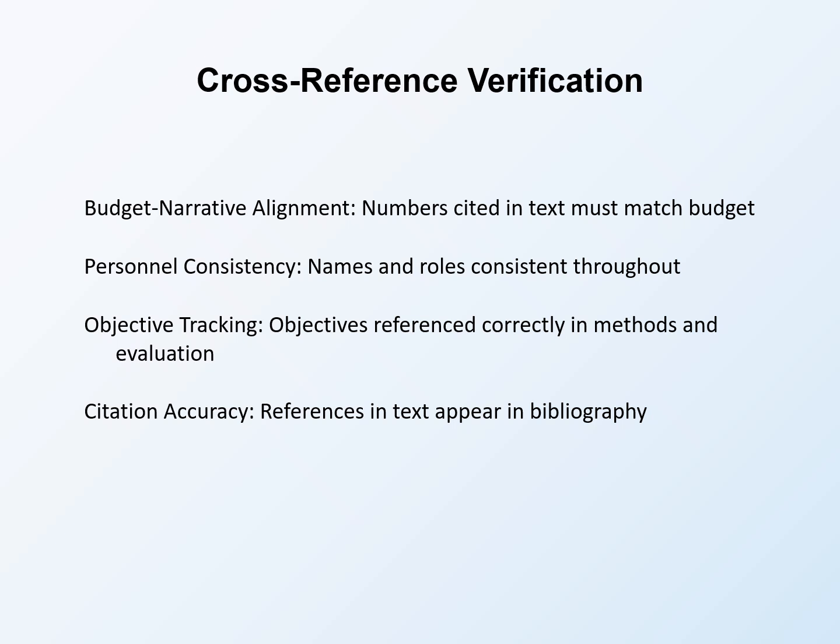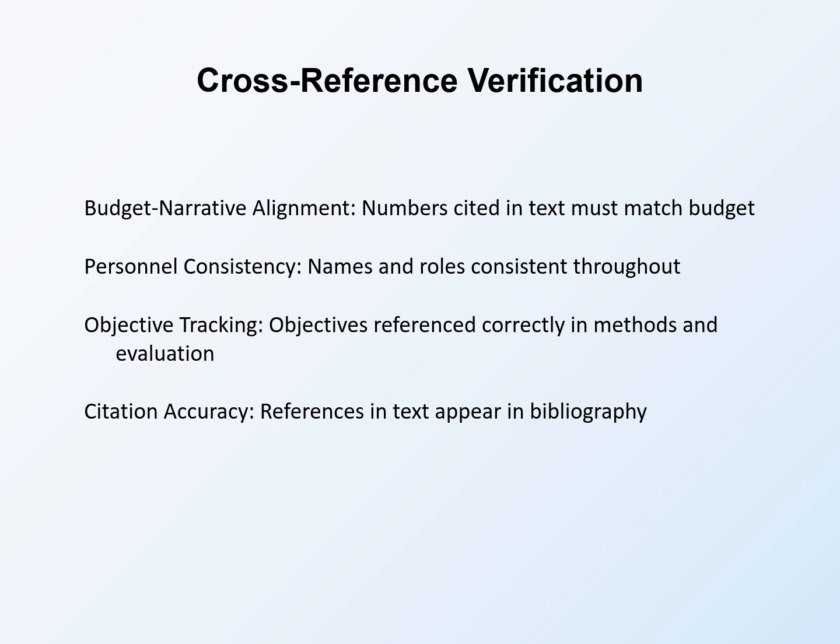Personnel consistency means names and roles should be consistent throughout all documents. If you refer to the project director in one place and the principal investigator in another, make sure you mean the same person and use titles consistently. Names should be spelled identically everywhere they appear. Role descriptions should align across the narrative, budget justification, and organizational chart if included.